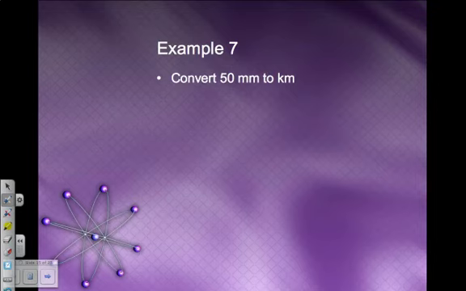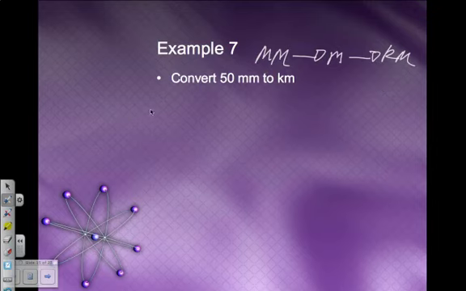Let's do 50 millimeters to kilometers. So this is in between the metric system, and what I always find best is to convert first to the base unit. So I'm going to go from millimeters to the base unit, which is meters. Then I'm going to go to kilometers. It's the easiest thing to do because I don't know the conversion factor between millimeters and kilometers. You're going to have to do some steps here.